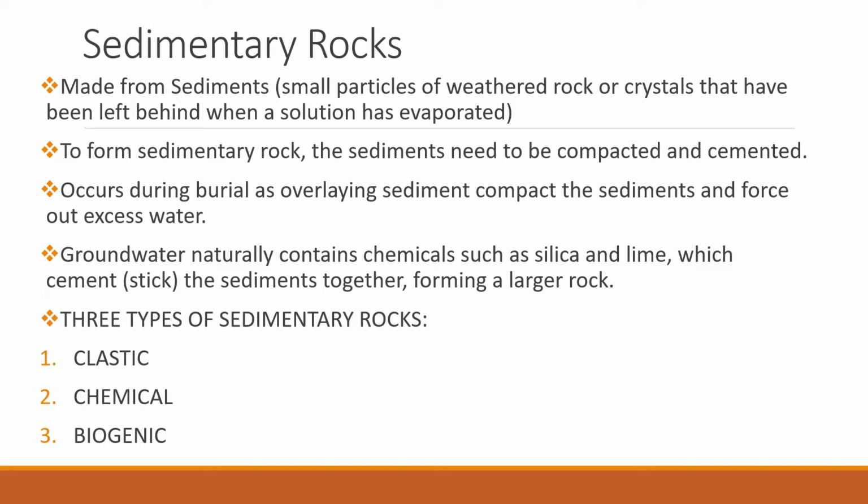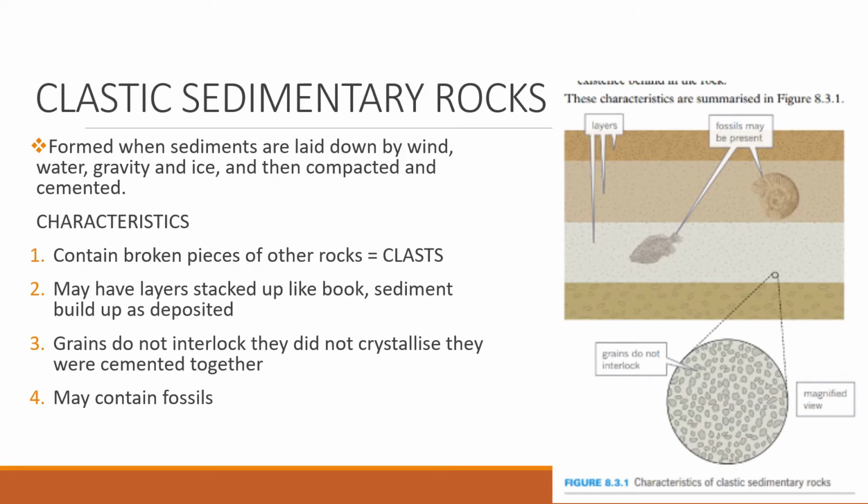There's clastic, chemical, and biogenic. So clastic sedimentary rocks are formed when sediments are laid down by wind, water, gravity, and ice, and then compacted and cemented together. So you have erosion and that type of thing. There's 4 characteristics. So the characteristics are they contain broken pieces of other rocks, and this is called a clast.